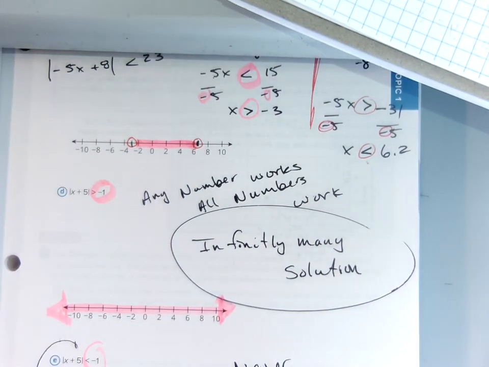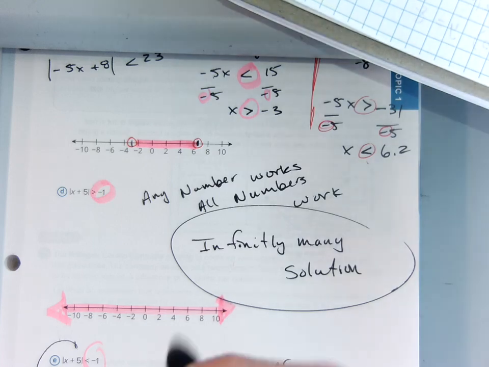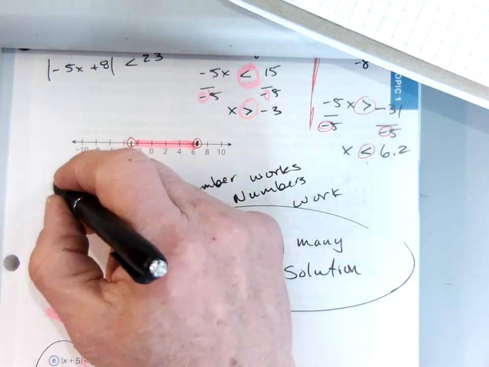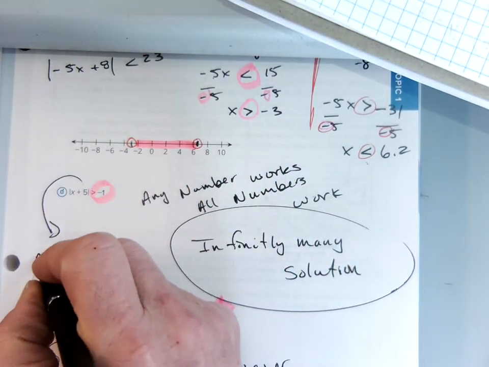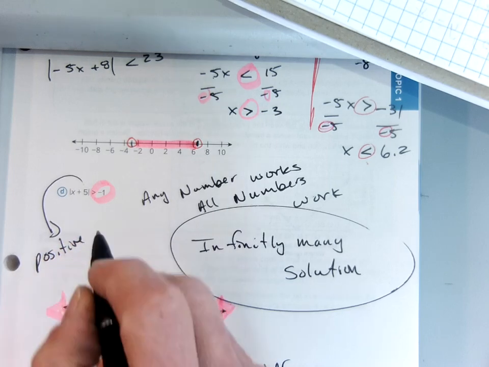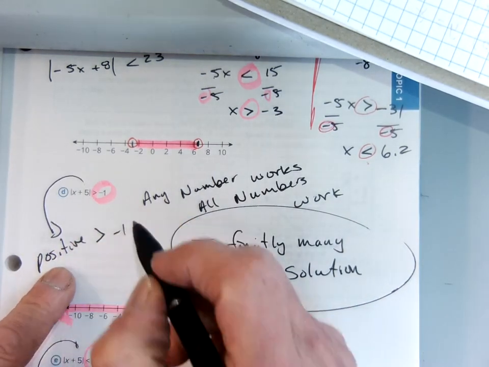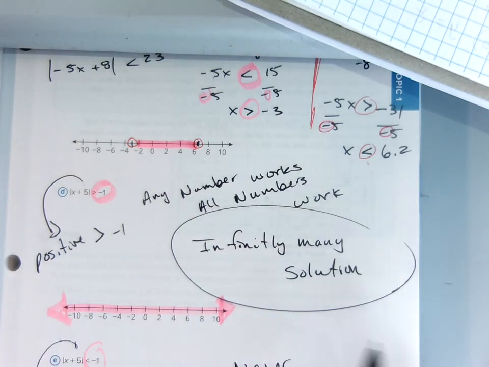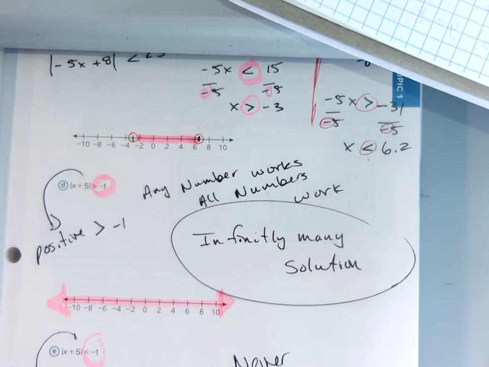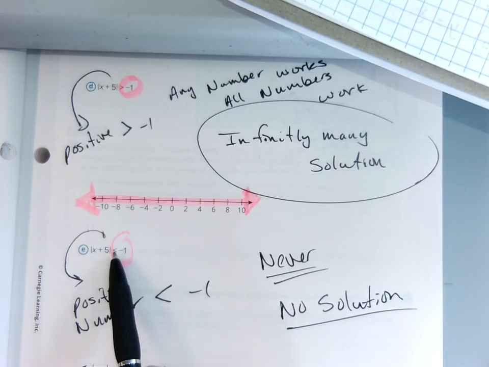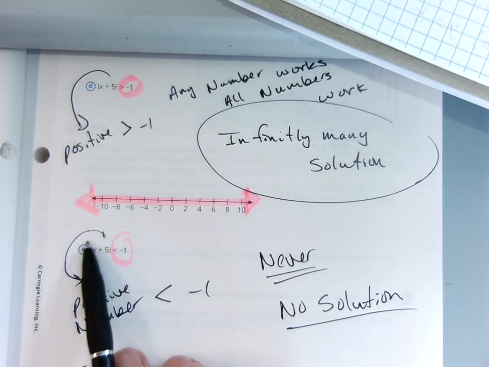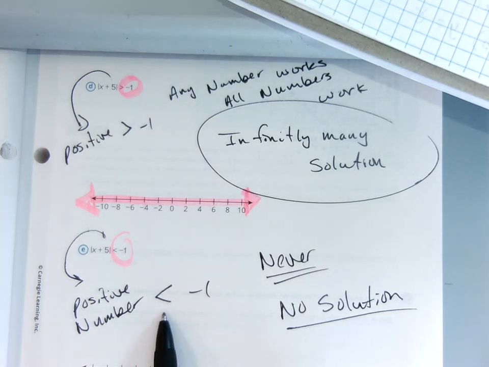D is a trick question because anything that goes in always comes out positive, and any positive number will always be greater than negative 1, so we say everything, any possible number. It's a little bit of a trick question. And then on the last one, we notice that, again, anything that comes in as a positive number has to come out a positive number. Positive numbers will never be less than negative 1, so there is no solution, so you don't shade anything.